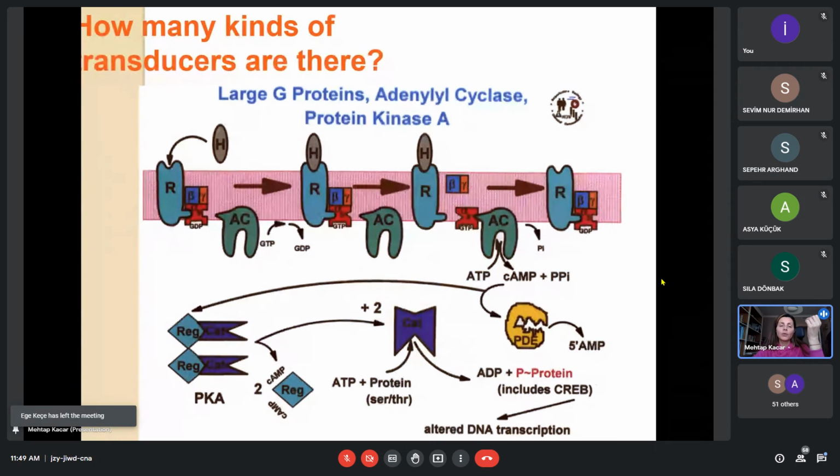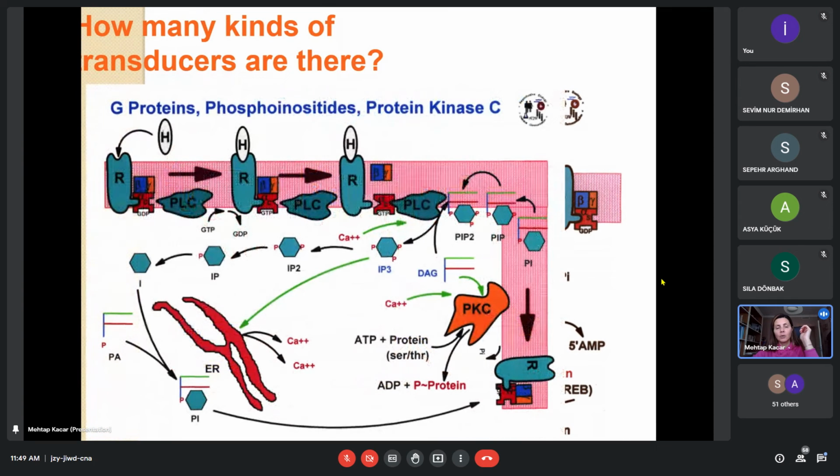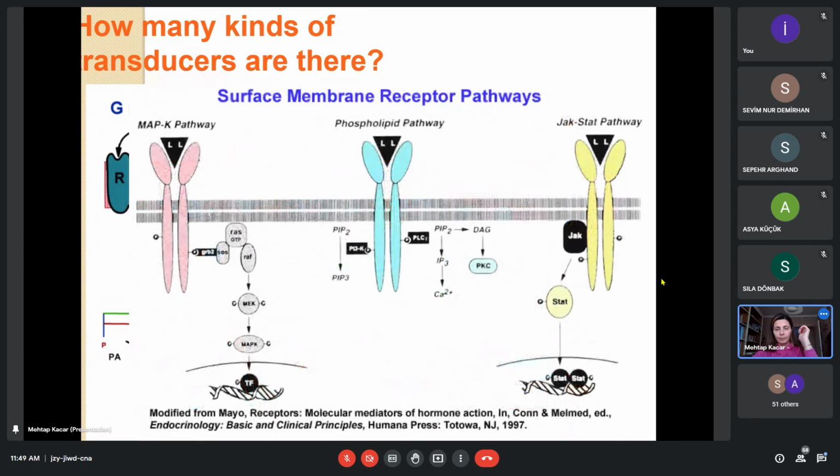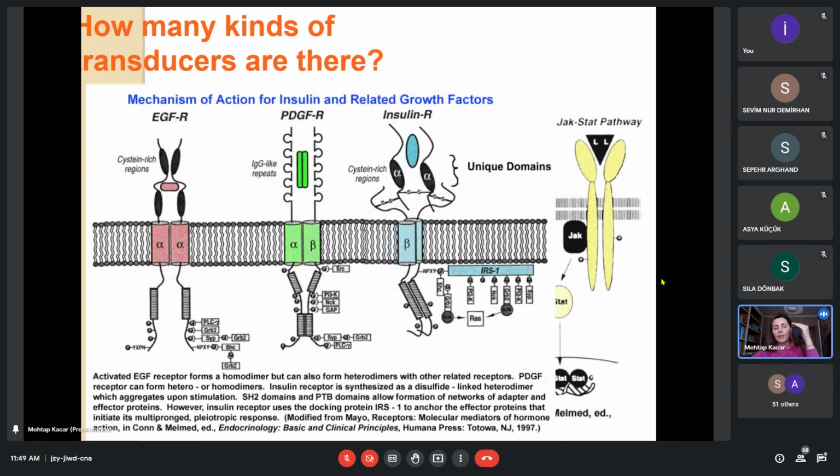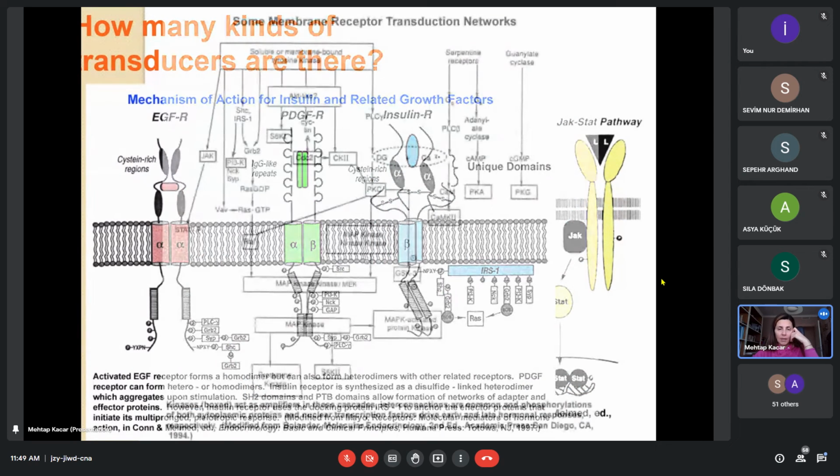And how many kinds of transducer are there? You can see here large G proteins, adenylyl cyclase system, protein kinase A, cyclic AMP system. Many hormones use different transducer systems. Protein kinase C, phosphoinositide system, G proteins, they are intracellular signal pathways. Different hormone receptor systems and transducers also.